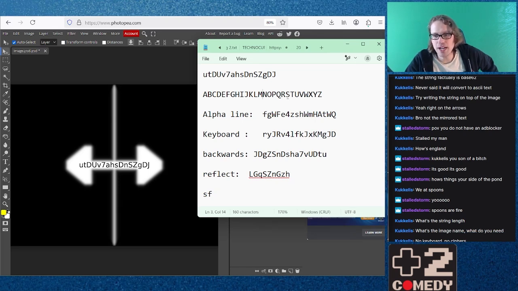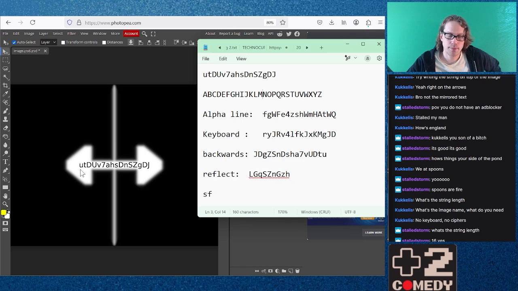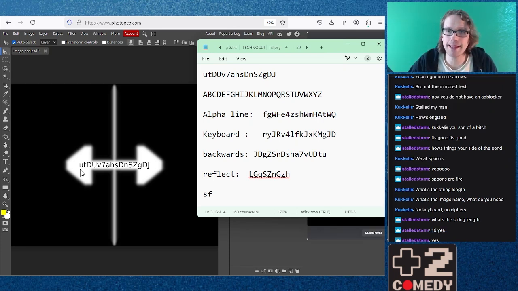No keyboard, no ciphers. 16. Am I crazy? Is it not 16? 1, 2, 3, 4, 5, 6, 7, 8, 9, 10, 11, 12, 13, 14, 15, 16. 16. 8 times 2. Should 16 be setting an alarm bell off that I'm unaware of? Because it's not like it's hexadecimal.